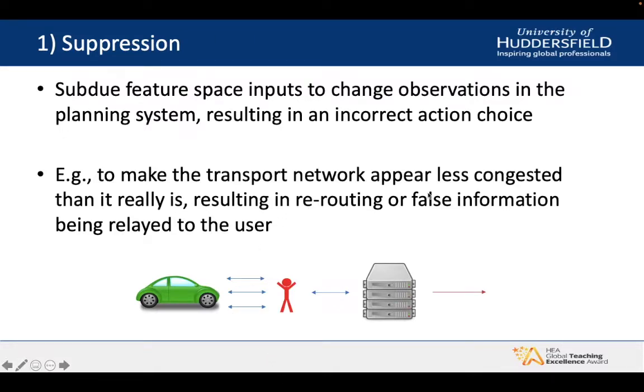So a very simple and relatable example here is about congestion. Making the network appear less congested than it really is to result in rerouting or false information being relayed to the user. So if the network appears to be a lot quieter than it actually is, this could end up with the user unfortunately being redirected into the traffic, which is a problem for them. But for the adversary launching this deceptive attack, they could benefit from that because they could be keeping a route deliberately clear.